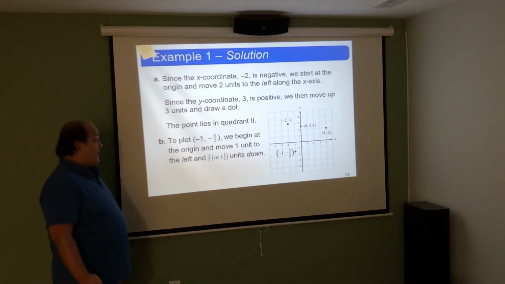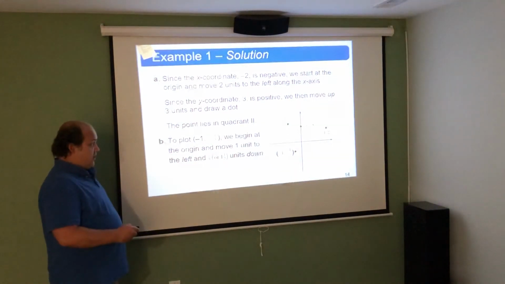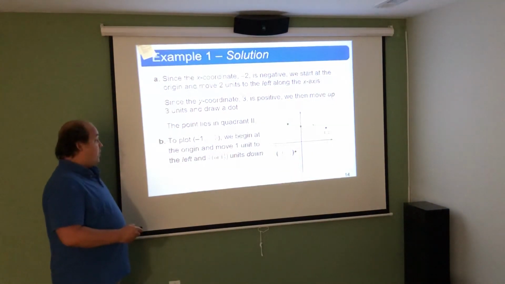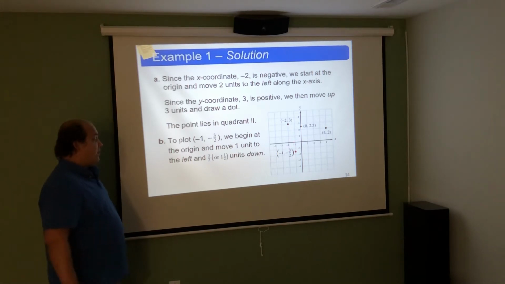To plot the point negative 1, negative 3 halves, we begin at the origin. So again, we start here at the origin. Then we move 1 unit to the left, there's 1 unit to the left, and 3 halves down, or negative 1 and 1 half. To get to that point, negative 1, negative 3 halves.